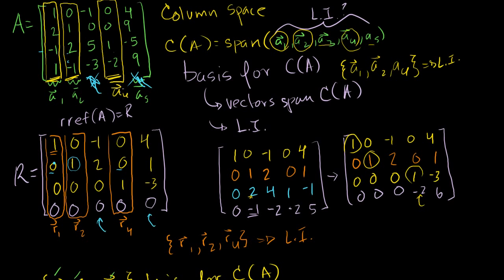But hopefully this didn't confuse you too much, because the idea is very simple. Take A, put it into reduced row echelon form, and see which columns are pivot columns. The corresponding columns are going to be a basis for your column space. If you want to know the rank of your matrix, you can just count them. Or you could literally just count the number of pivot columns you have in your reduced row echelon form. So that's how you do it. In the next video, I'll explain why this worked.